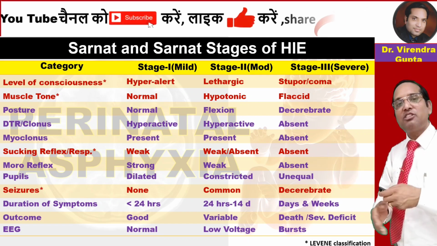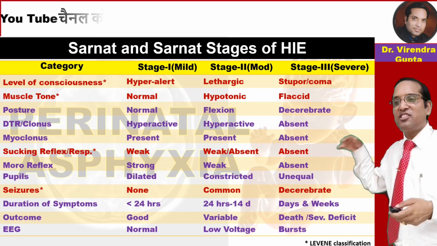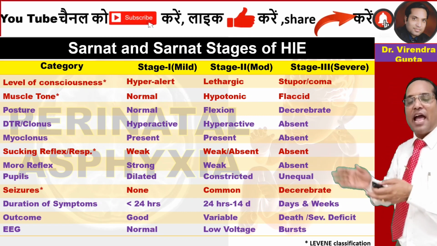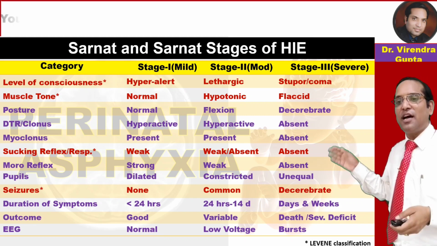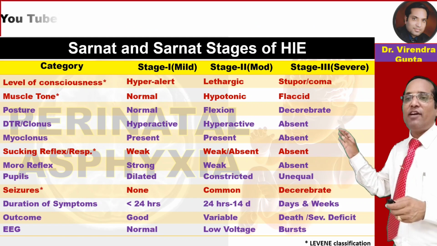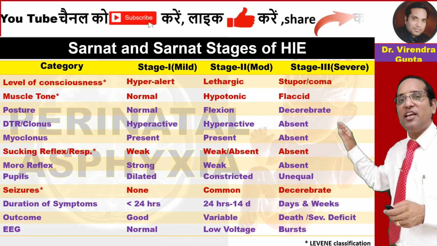In stage 2, the child is lethargic and hypotonic with weak or absent respiration or sucking reflexes, and seizures are common in this stage. In stage 3, there is stupor or coma and the child is flaccid with absent sucking reflexes and decerebrate posture, seizures may be found, and this is a very important stage, HIE 3.